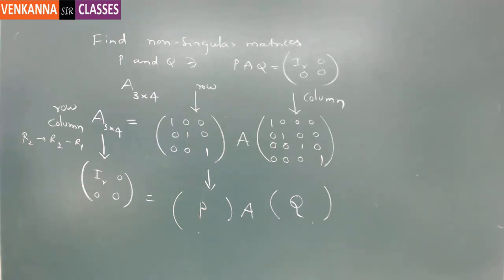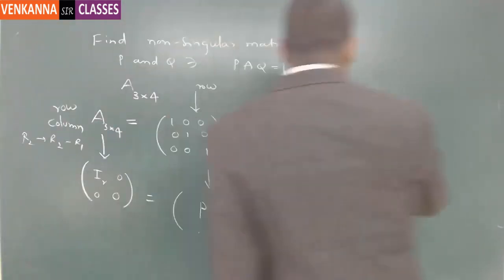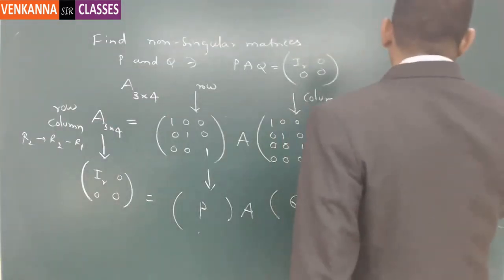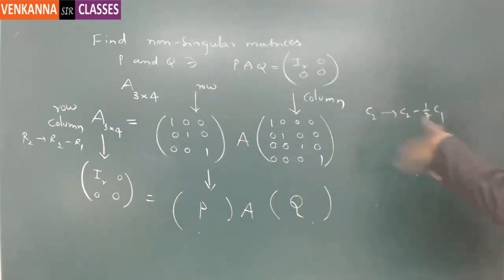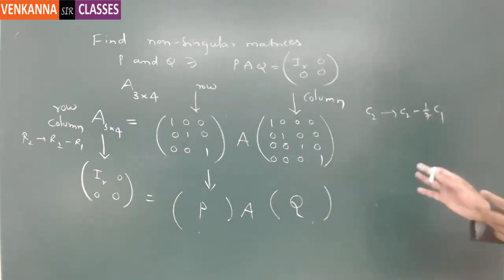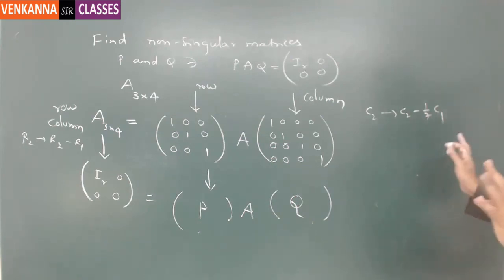While applying row and column operations, we can take fractions also, because you can apply an operation like C2 tends to C2 minus 1 by 7 C3, or 1 by 7 C1, like that. That is also up to you. You can apply fractions, any type of row and column operations.